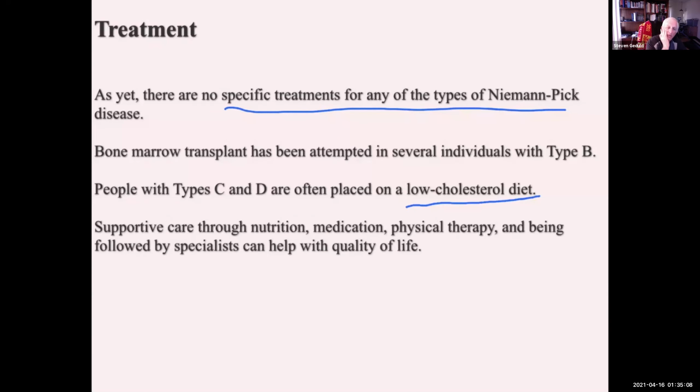Supportive care through nutrition, medication to treat symptoms, and physical therapy are followed by specialists who can help with the quality of life. But there is no specific magic bullet for this one.